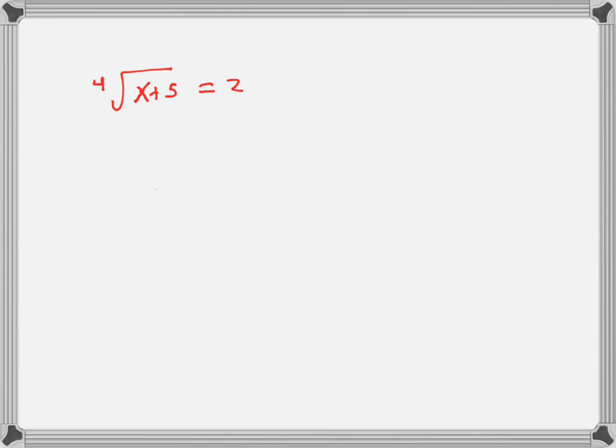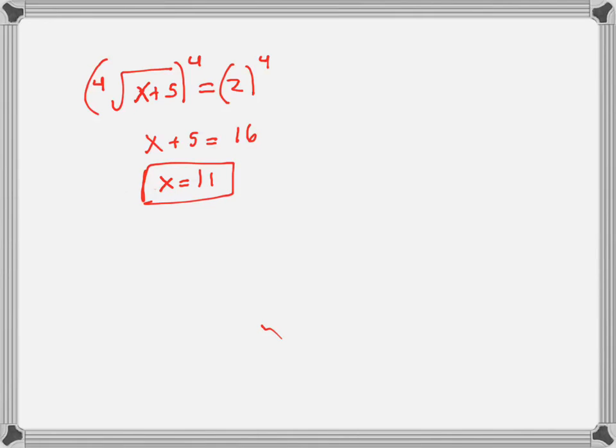So this is also equal to x plus 5 to the 1/4. So we're just going to raise both of these sides to the 4th power to get rid of this radical here. So we get x plus 5 equals 16, x equals 11. And so that's right. Okay, that's easy.